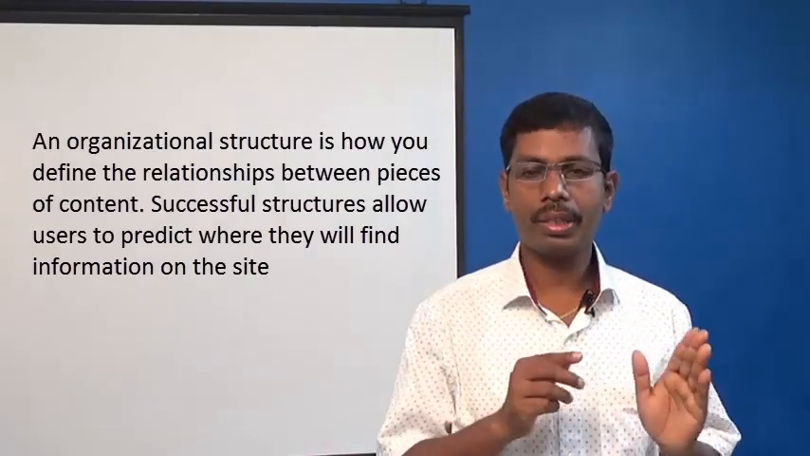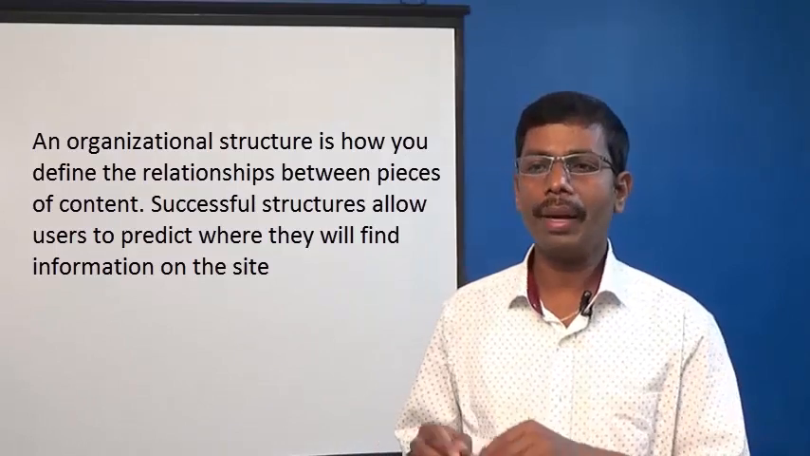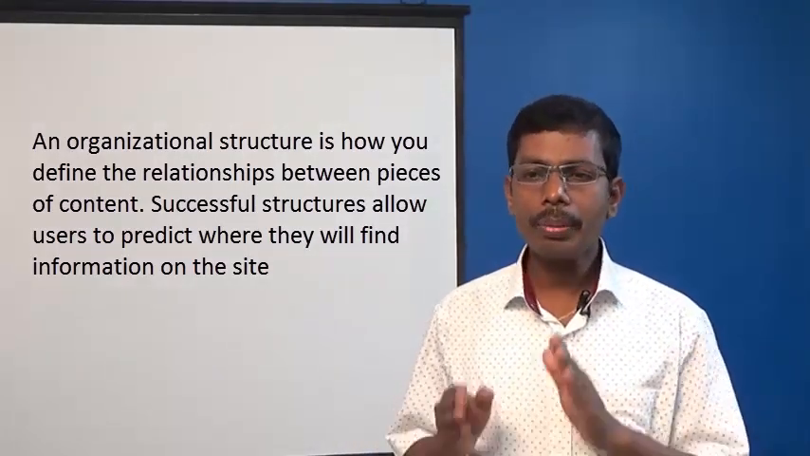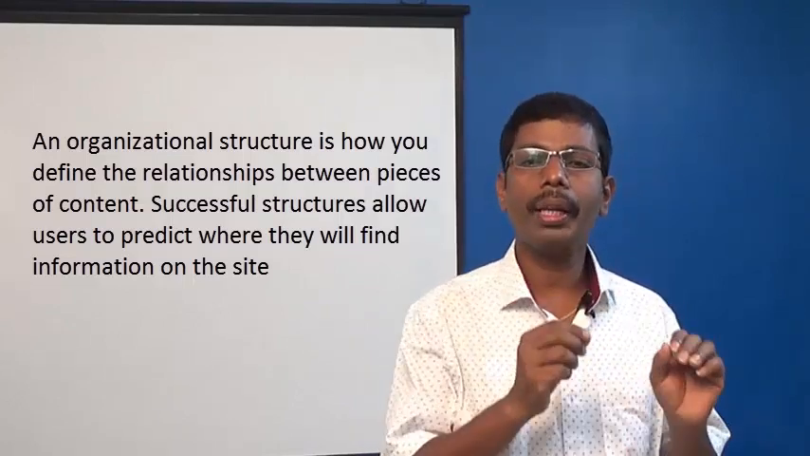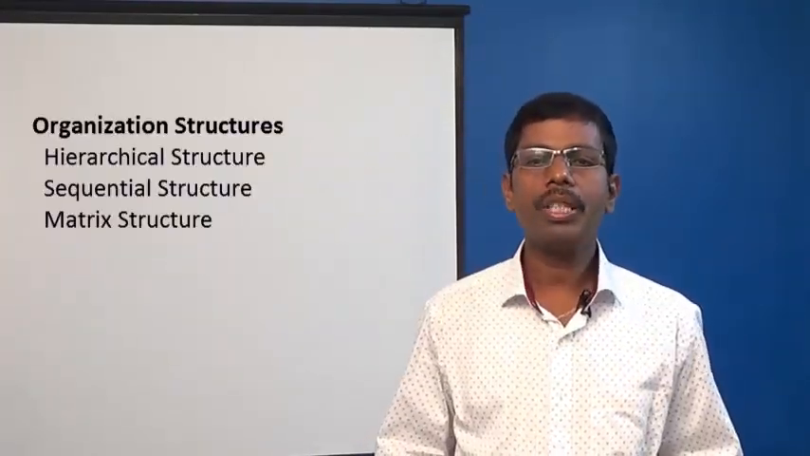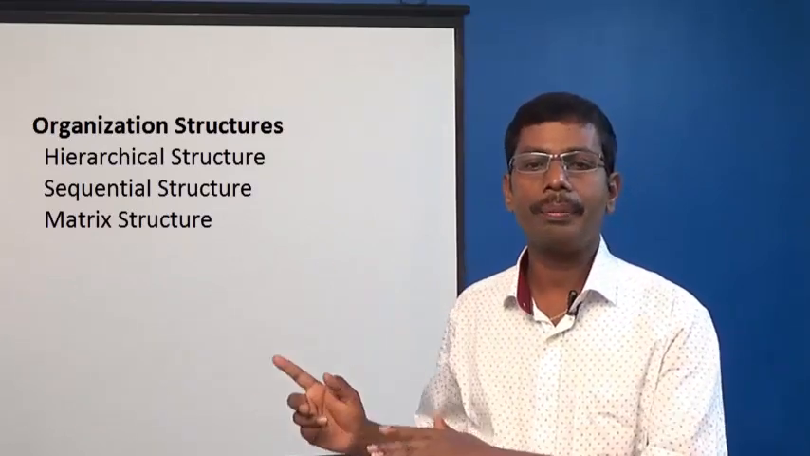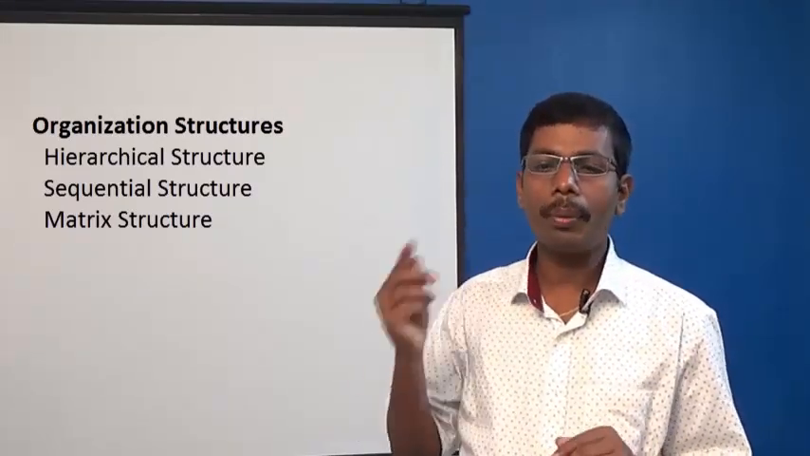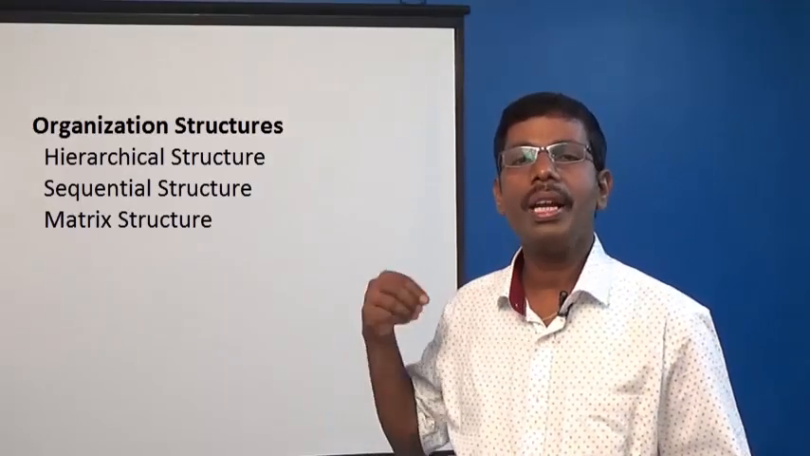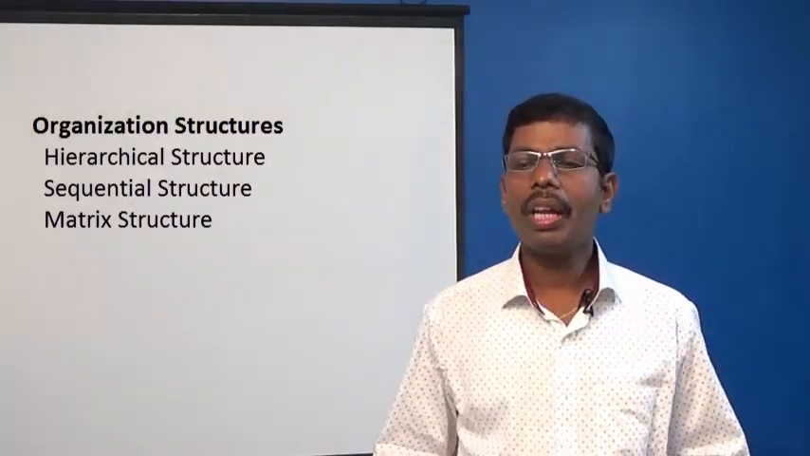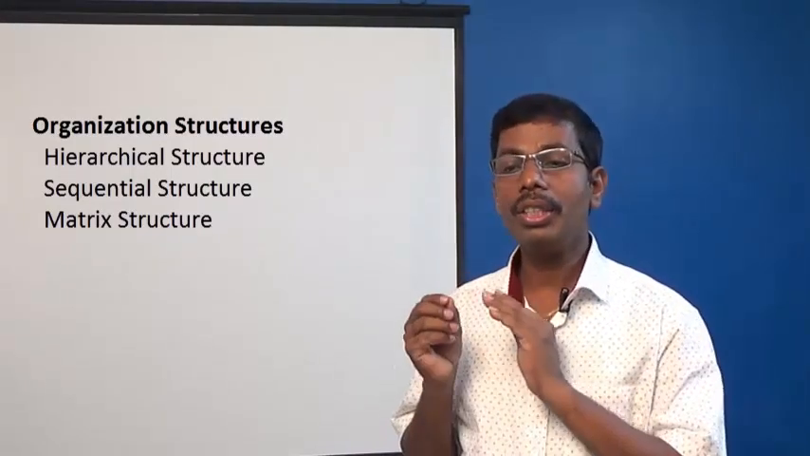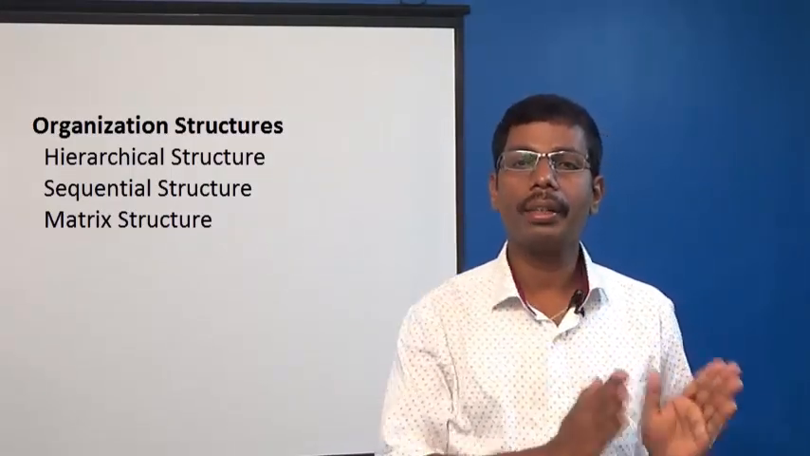An organization structure is how you define the relationship between the pieces of content. Successful structures allow users to predict where they will find information on the site. The first one is the hierarchical structure. This is a top-down approach, or parent-child relationship between the pieces of information. When you structure the content in a meaningful way, the user can easily drill down and find the content.